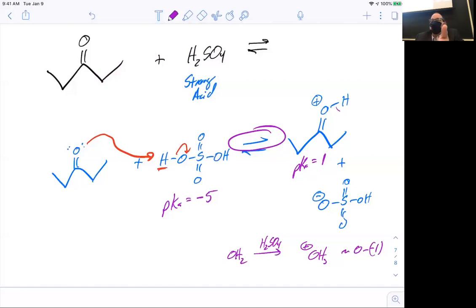And what you have to think about strong acids is they're negative. Almost every other organic molecule is going to be positive. So therefore, they're going to protonate almost everything.